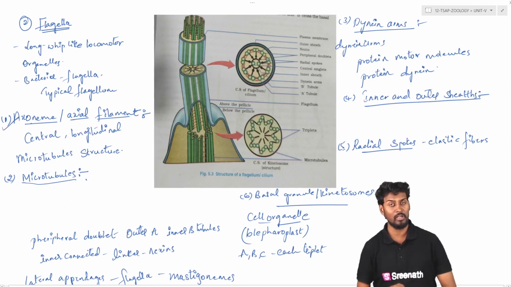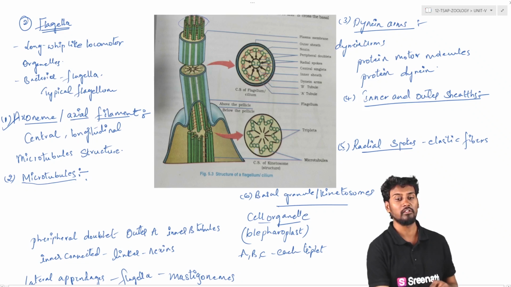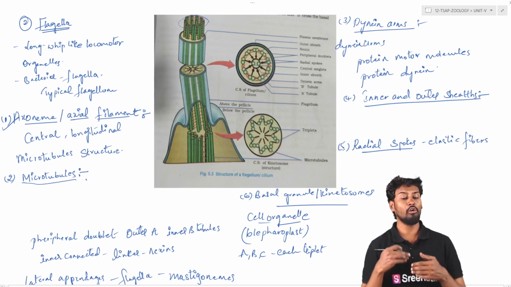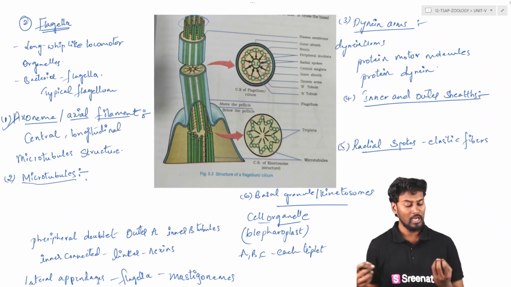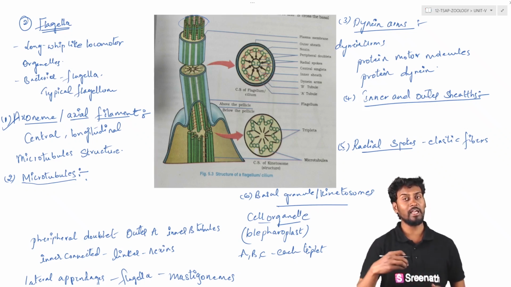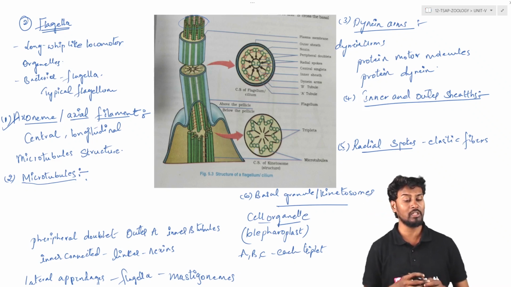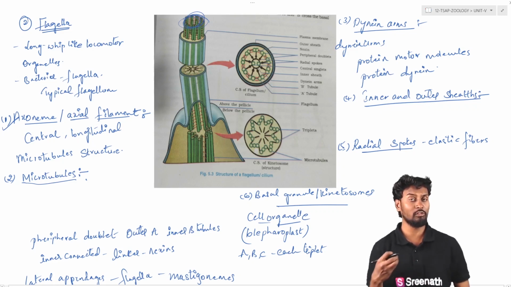First is the axoneme, that is the axial filament. This is nothing but the central longitudinal microtubular structure. The entire thing is generally a central, longitudinal, microtubular structure which spans the entire length of the flagella. Right from the basal body through the entire length of the flagella, the central longitudinal portion consisting of microtubular structure is called the axoneme or the axial filament. These axial filaments are a bunch of microtubules forming the entire length of the flagella.